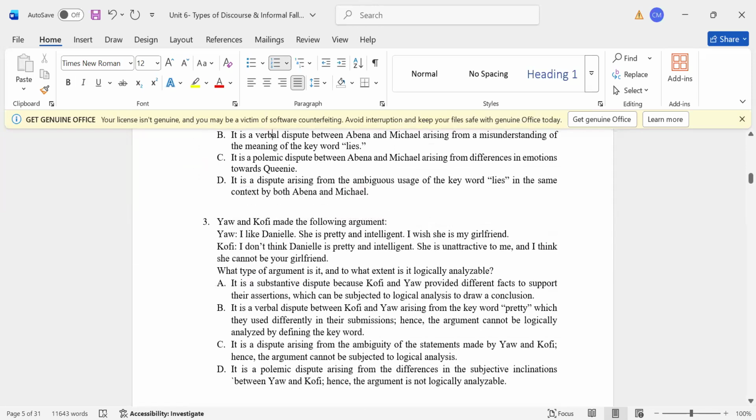Look at question 3. Now, Kofi made the following discussion or dispute. Now, I like Danielle. She's pretty and intelligent. I wish she's my girlfriend. Kofi, I don't think Danielle is pretty and intelligent. She's unattractive to me, and I think she cannot be your girlfriend. So I ask you, what type of dispute is it? And to what extent is it logically analyzable?